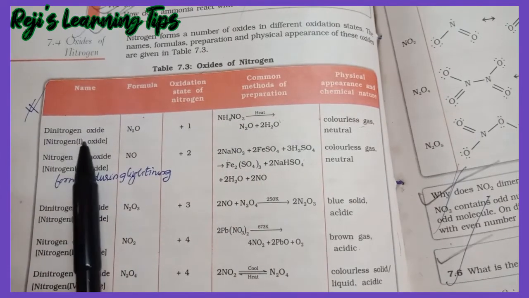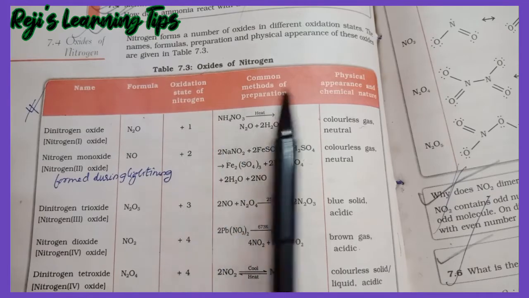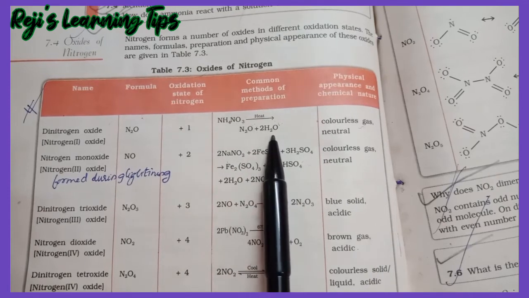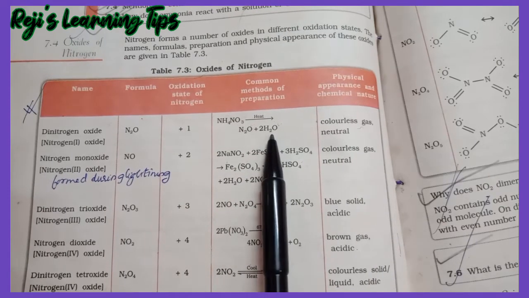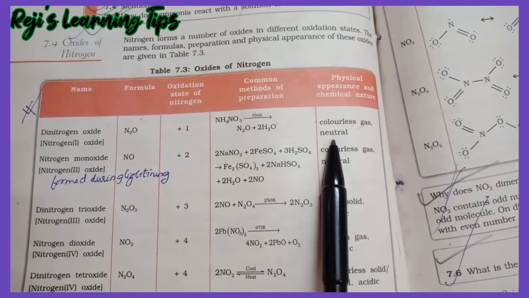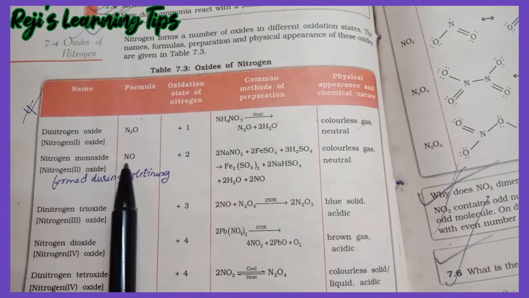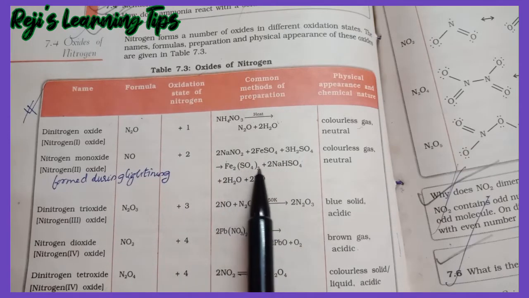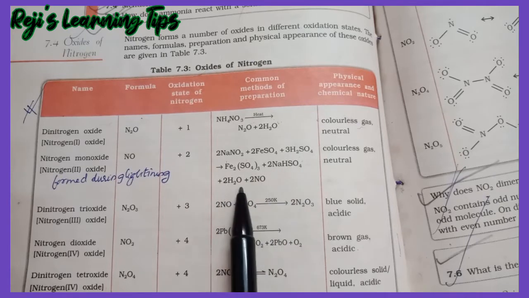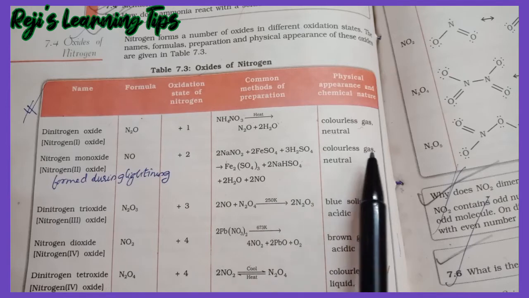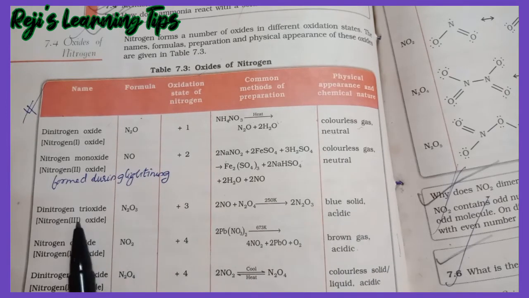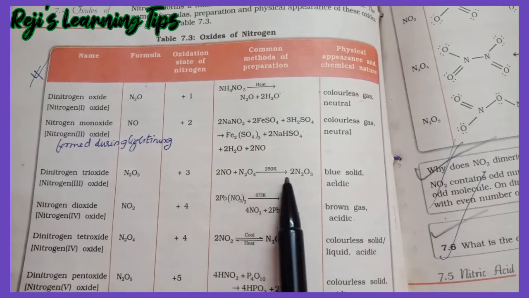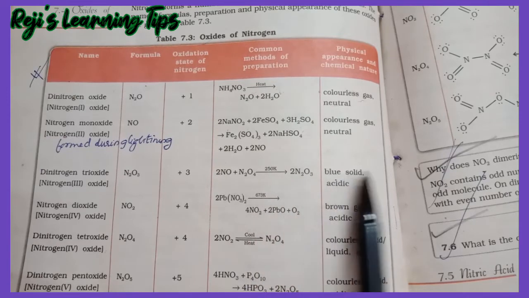Oxides of nitrogen. Dinitrogen oxide N2O, oxidation state +1, and the common method of preparation: ammonium nitrate undergoes heating to form N2O and H2O. Colorless gas, neutral, physical appearance and chemical nature. Nitrogen monoxide NO, +2: 2NaNO2 plus 2FeSO4 plus 3H2SO4 gives Fe2(SO4)3 plus 2NaHSO4 plus 2H2O plus 2NO. Colorless gas, neutral.